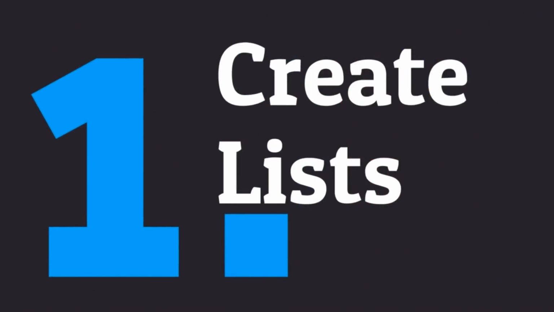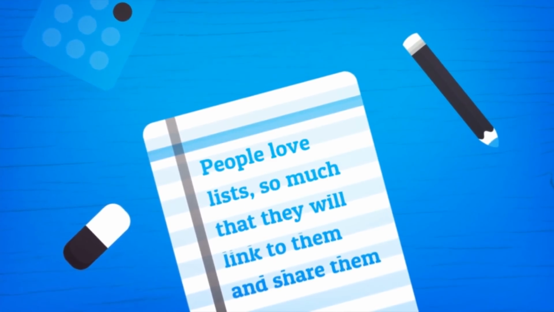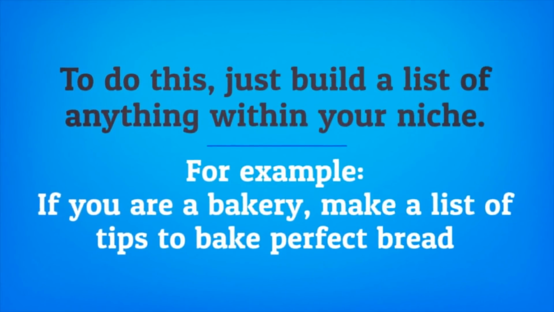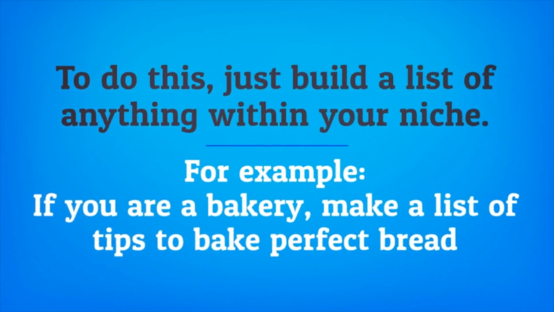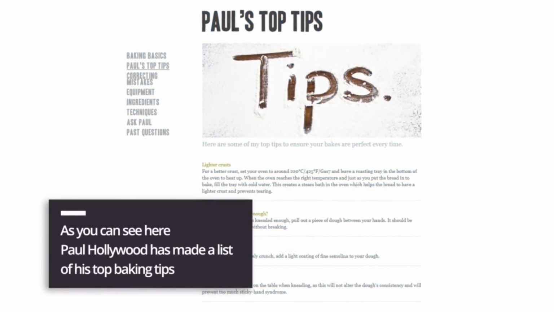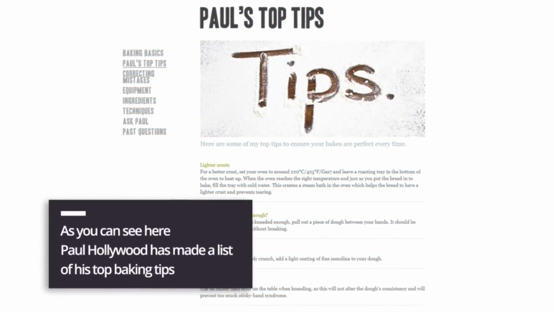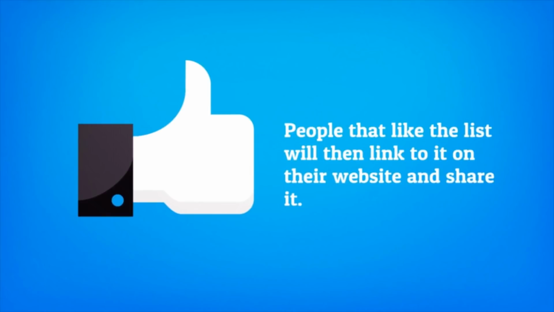Number 1. Create lists. People love lists so much that they will link to them and share them. To do this, just build a list of anything within your niche. For example, if you are a bakery, make a list of tips to make perfect bread. As you can see here, Paul Hollywood has made a list of his top baking tips. People that like the list will then link to it on their website and also share it on social media.